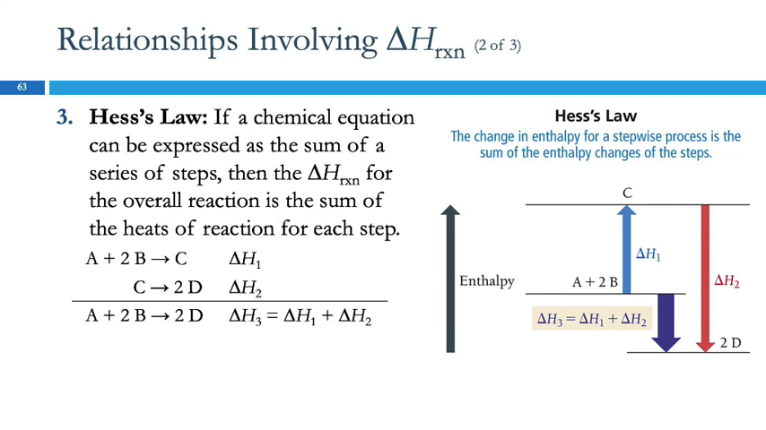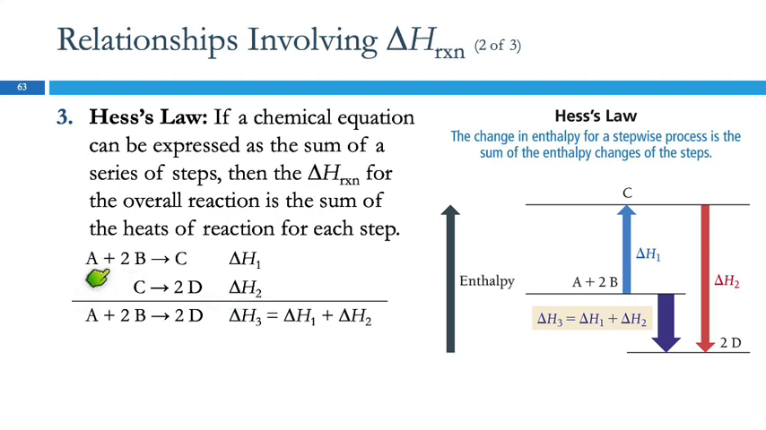And then Hess's law says that if we can express a chemical equation as a sum of several different equations, then we can find delta H for that new equation by adding up the delta H's. So here we've got the one we were looking at, A plus 2B goes to C, and that's delta H1. And then here's a different reaction, C going to 2D, delta H2.